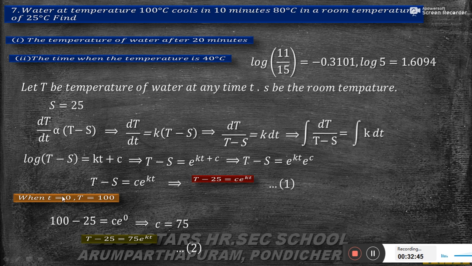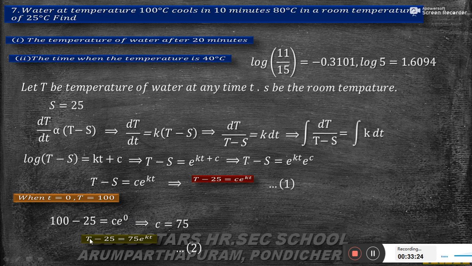So when small t equal to 0 and capital T equal to 100, because the water is at a temperature of 100 degrees Celsius. Capital T represents the temperature of the water, which is 100 degrees Celsius. I substitute here. Therefore 100 minus 25 equal to C into e power K times small t, where the small t value is 0. So C into e power 0. So C equal to 100 minus 25, which is 75. Therefore T minus 25 equal to 75 e power Kt.